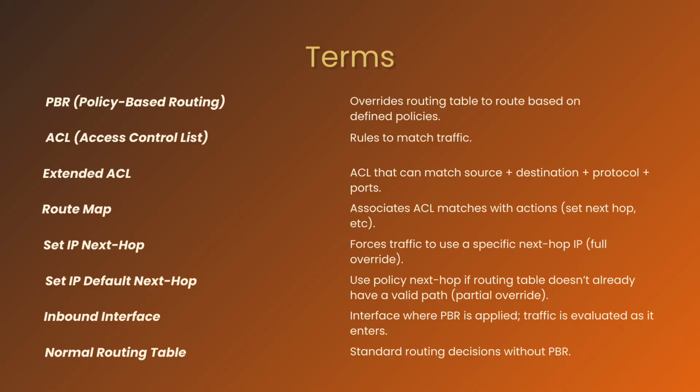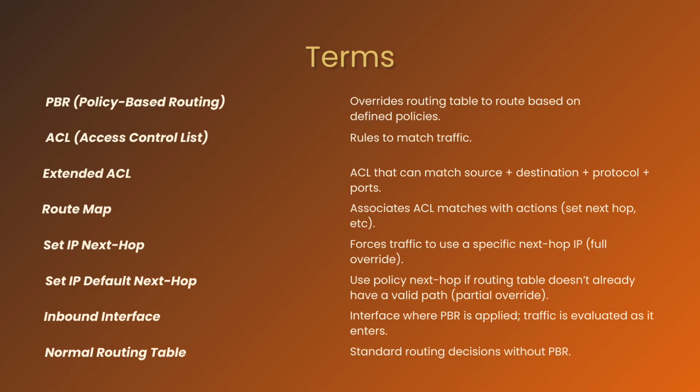Extended ACL. PBR uses extended ACLs because they allow us to match traffic based on source and destination addresses, and optionally protocol and ports. This gives us precise control over which traffic the policy affects. Route map. A route map is the logic engine of PBR. It takes the traffic matched by the ACL and defines what action should be taken, such as forcing a specific next hop. Set ip next-hop completely overrides the routing table.